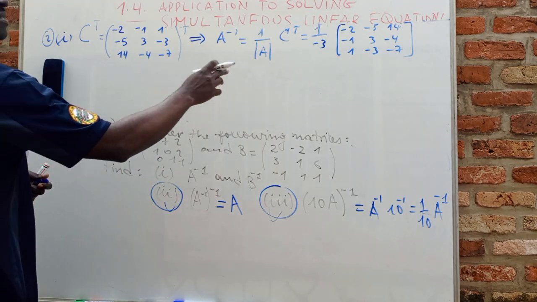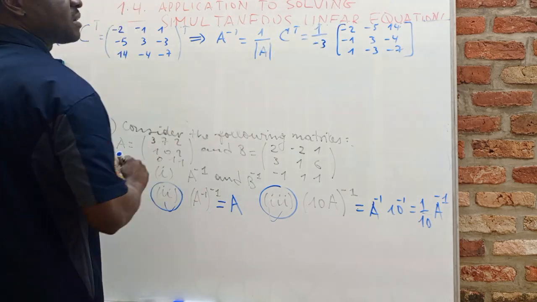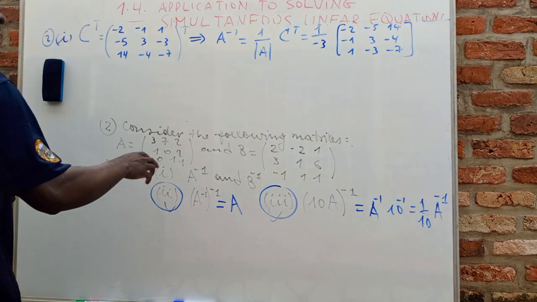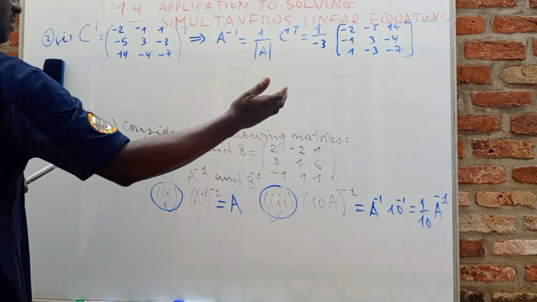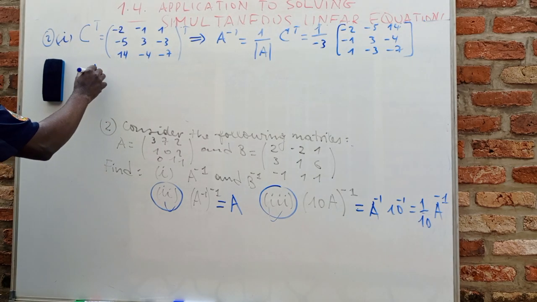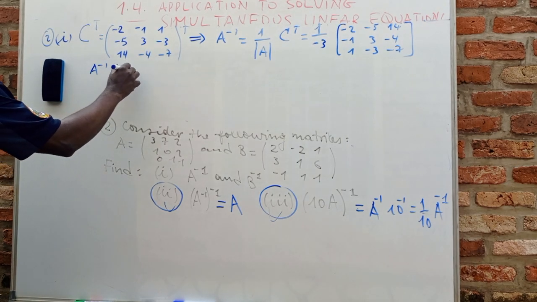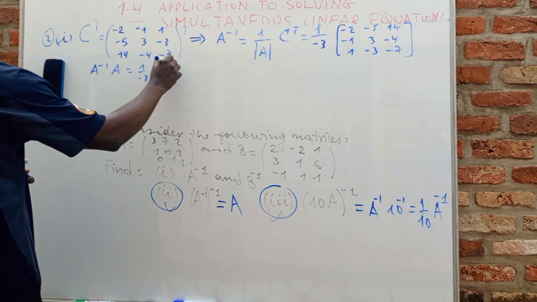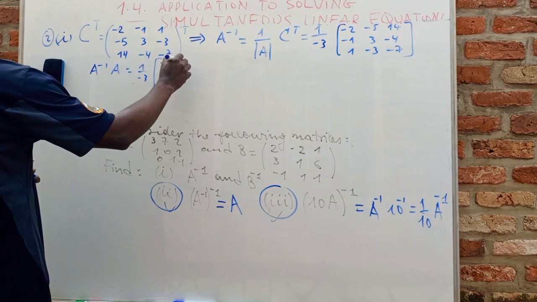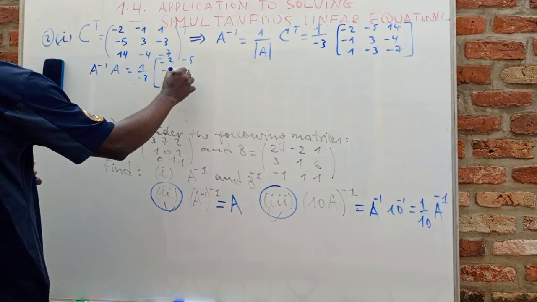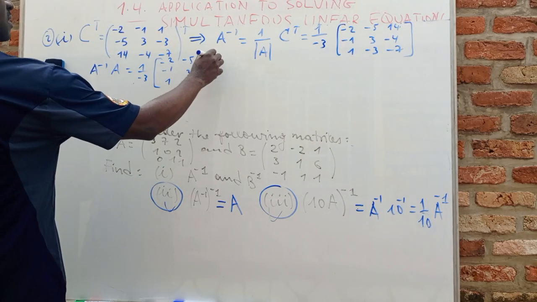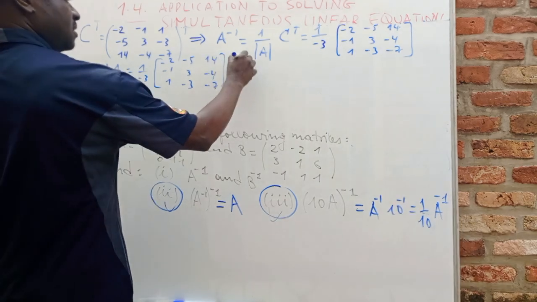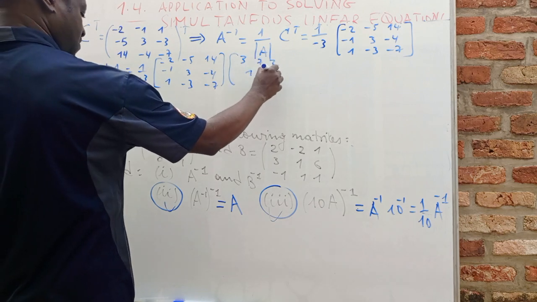So we had some problem about the determinant of A. Now we are going to check in order to fix it if there is any mistake. We take A inverse times A, having 1 over negative 3 times the matrix negative 2, negative 1, 1, negative 5, 3, negative 3, 14, negative 4, negative 7. We multiply it by 3, 7, 2, 1, 0, 2, 0, 1, 1.